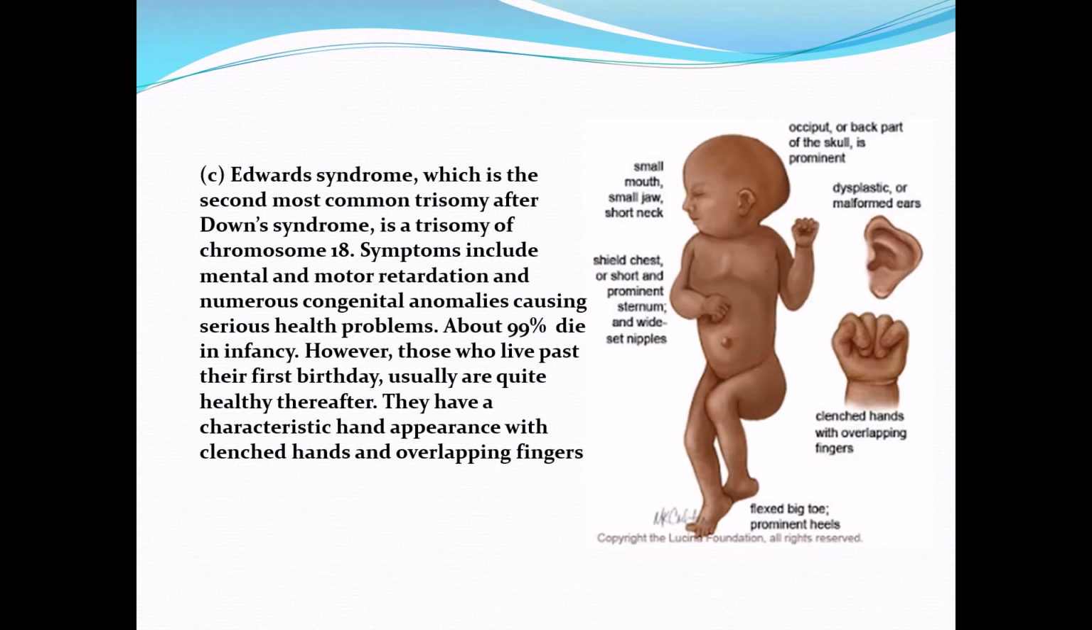Next, Edwards syndrome, which is the second most common trisomy after Down syndrome, is a trisomy of chromosome 18. Symptoms include mental and motor retardation and numerous congenital anomalies causing serious health problems. About 99% die in infancy. However, those who live past their first birthday usually are quite healthy thereafter. They have a characteristic appearance with clenched hands and overlapping fingers.